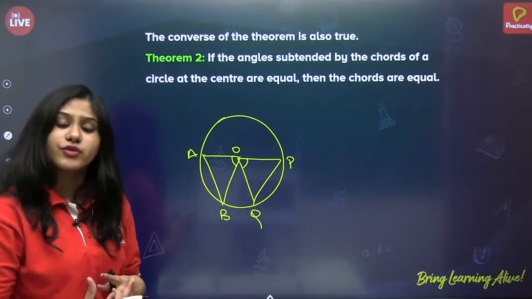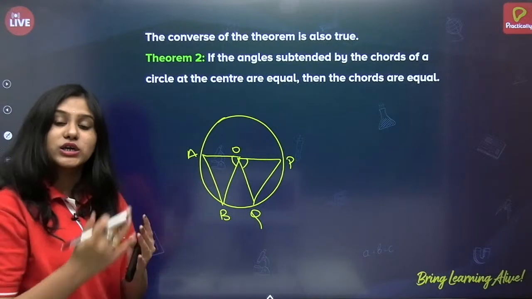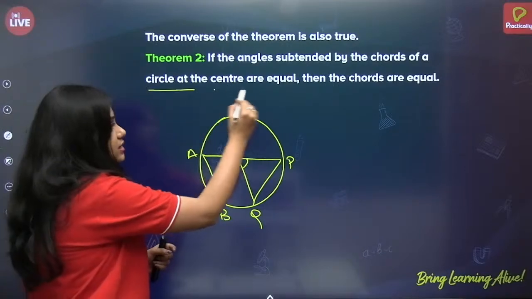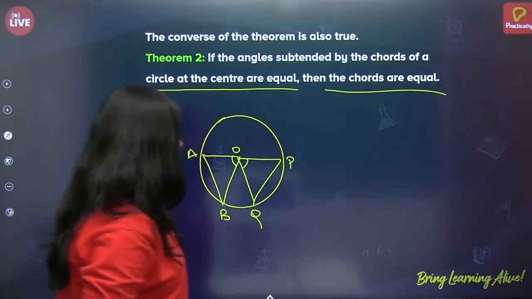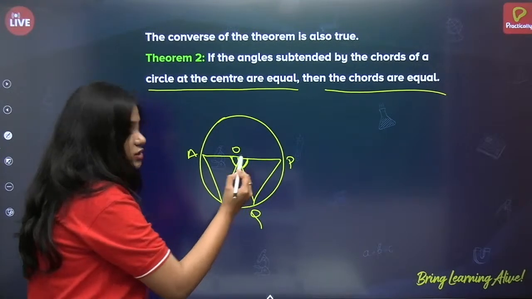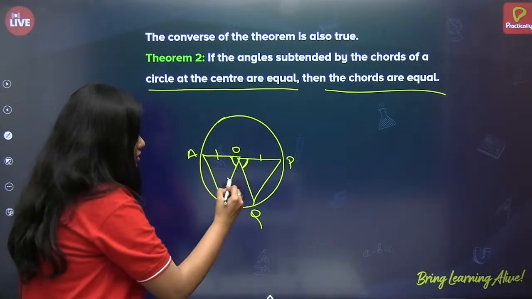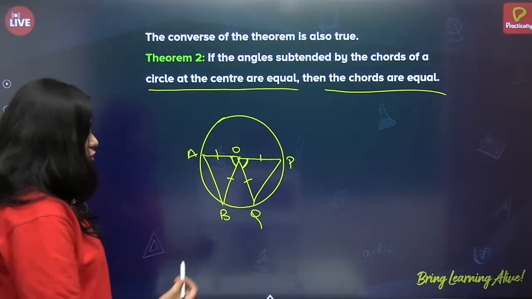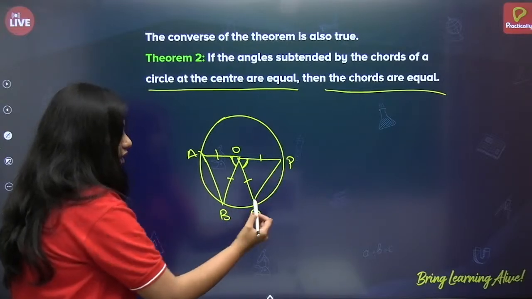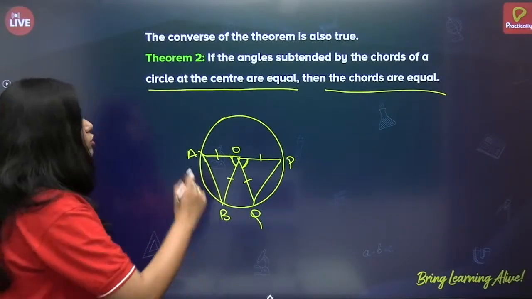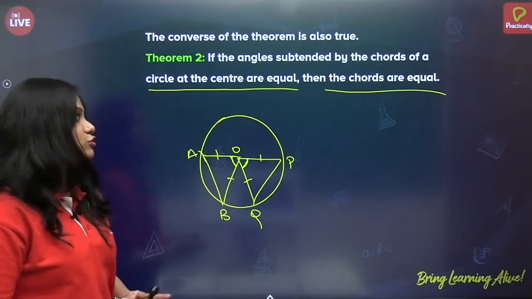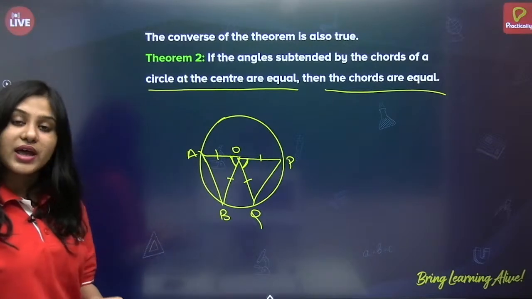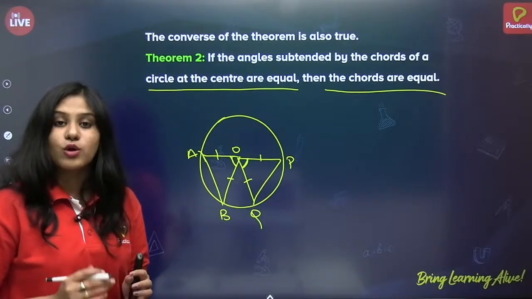Okay. Next, now we are seeing the converse of it. What is meant by converse? The reverse statement. Okay, what is it? If the angles subtended by the chords of a circle at the center are equal, then the chords are equal. So given that this angle is equal to this angle, and this is radius, by SAS congruency again, we can prove these two triangles are congruent. Again by CPCT, we say that AB is equal to PQ. So the converse of this statement is also true.